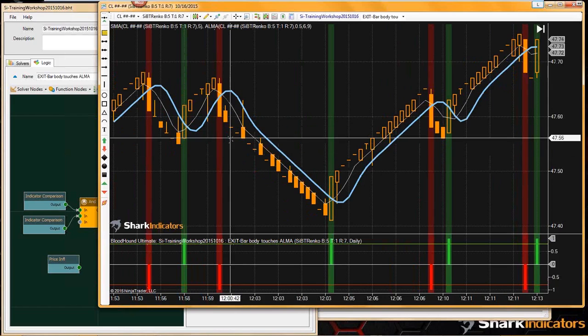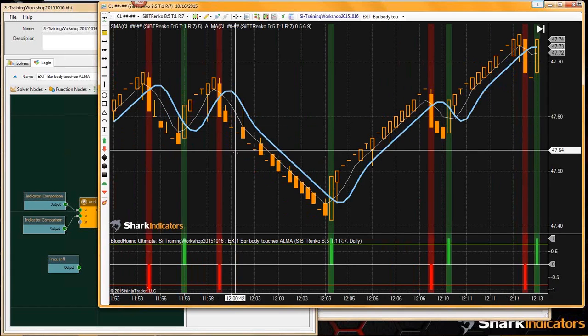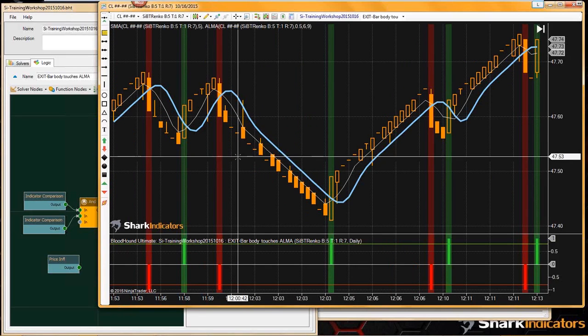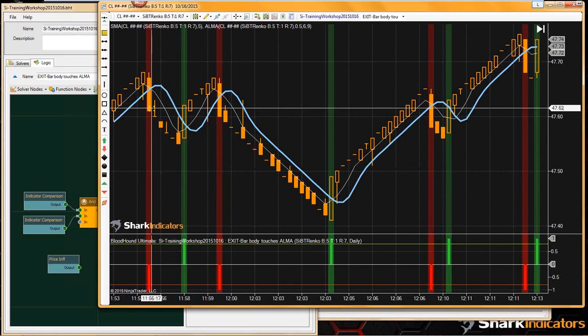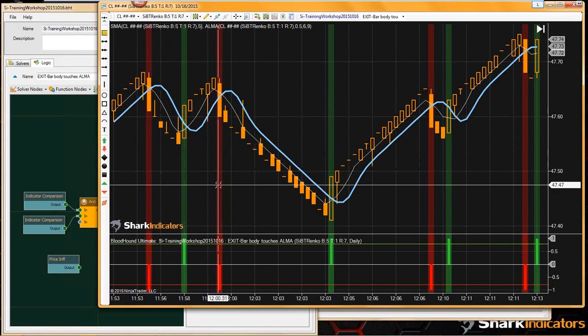So it does give us that sense of, what's the right word? Not necessarily a sense of illusion, but a sense that we can predict what's going to happen.